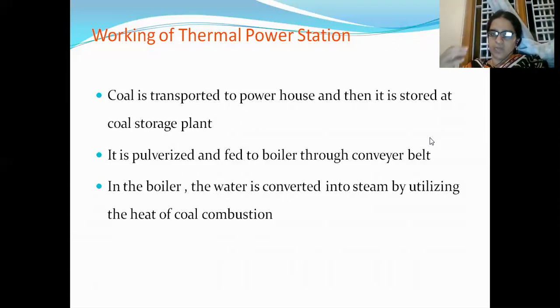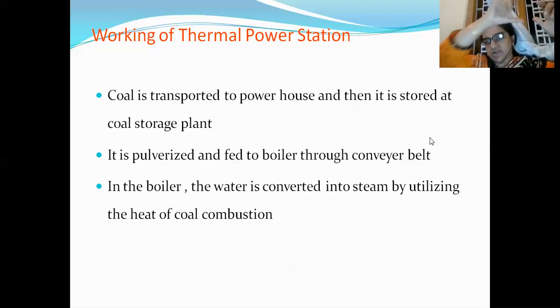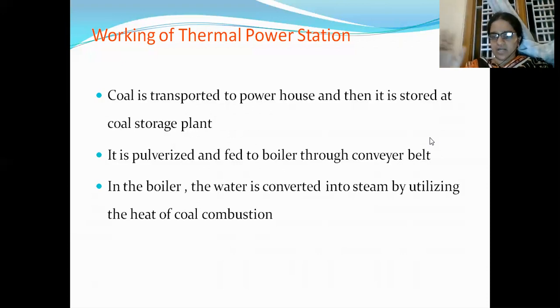This coal is fed to the boiler through a conveyor belt. In the last slide, I told you that there is a conveyor belt. It is like a ladder. This conveyor belt is connected from the coal storage plant to the boiler. There will be a lot of distance, so they pass the coal through a conveyor belt, and it reaches the boiler.